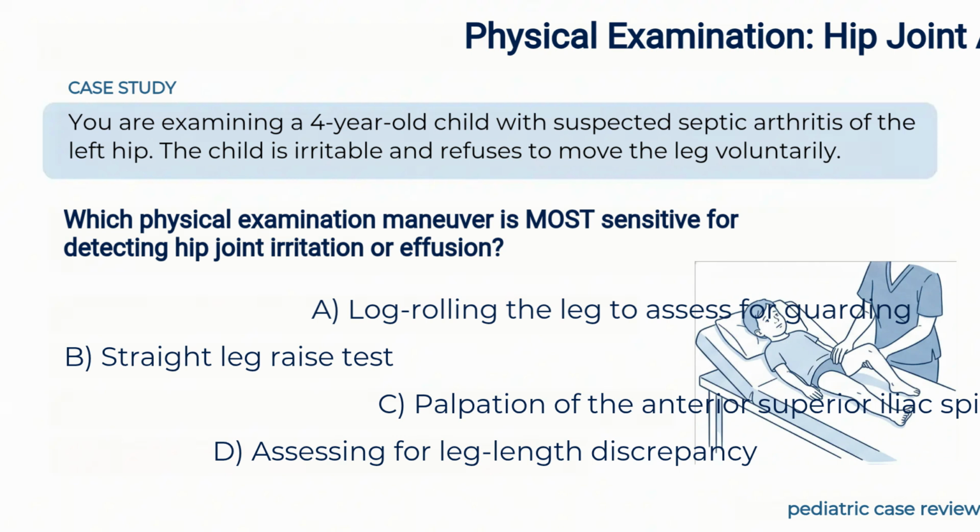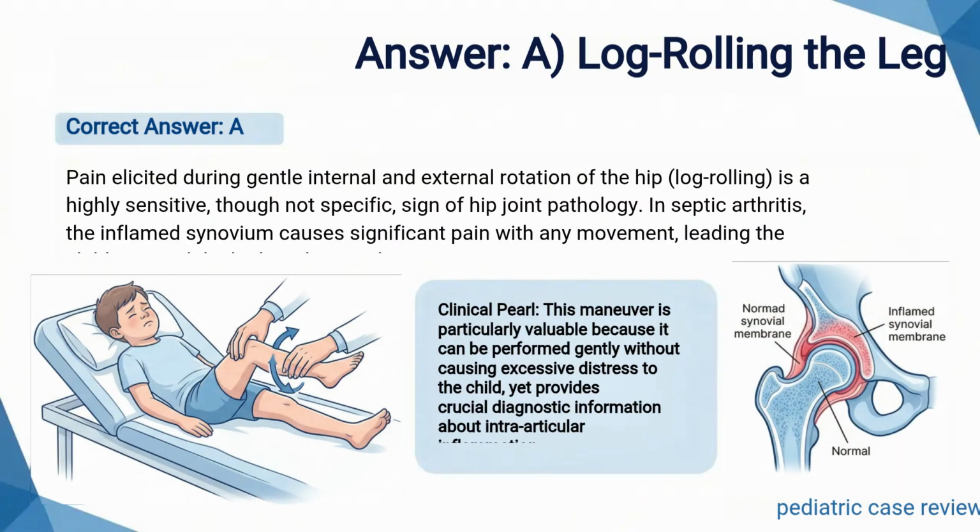Option A, log rolling the leg to assess for guarding. Option B, straight leg raise test. Option C, palpation of the anterior superior iliac spine. Option D, assessing for leg length discrepancy. The correct answer is option A, log rolling the leg.